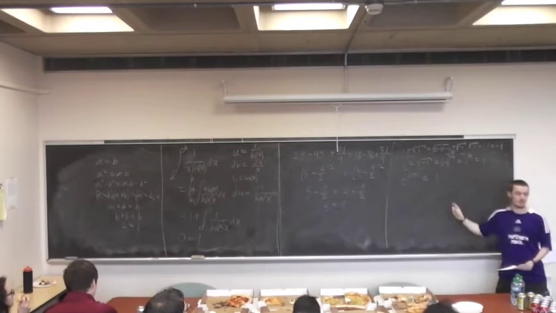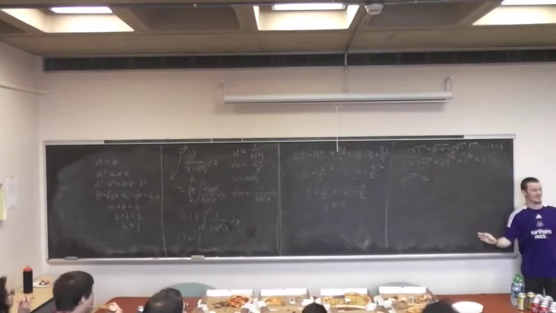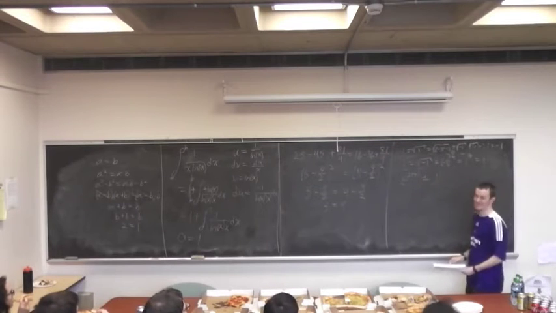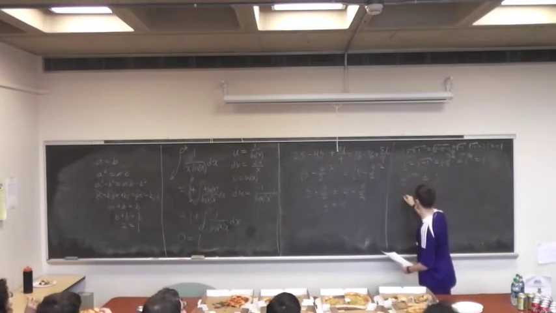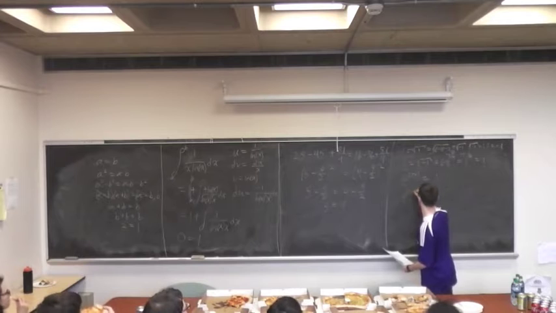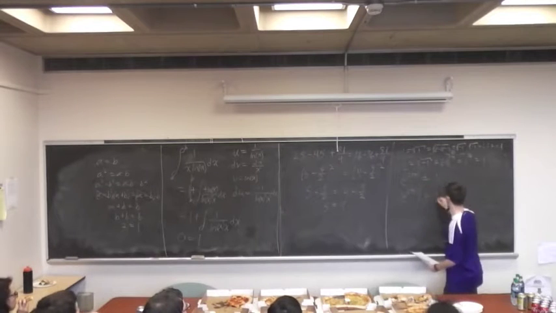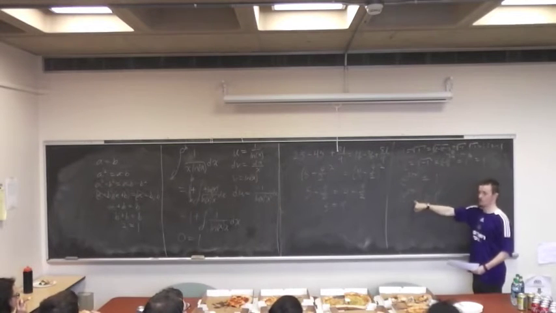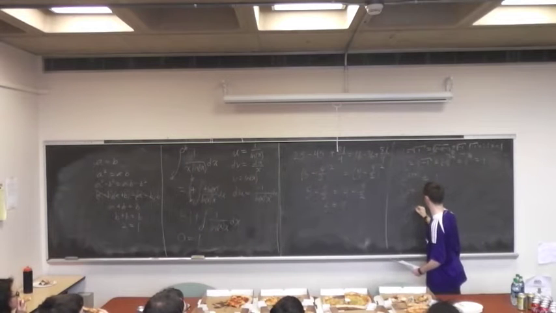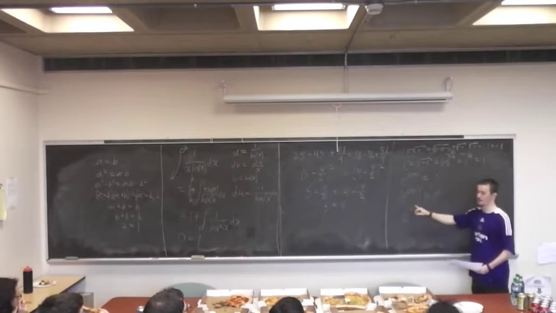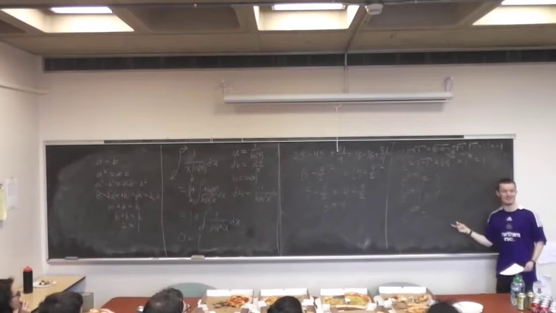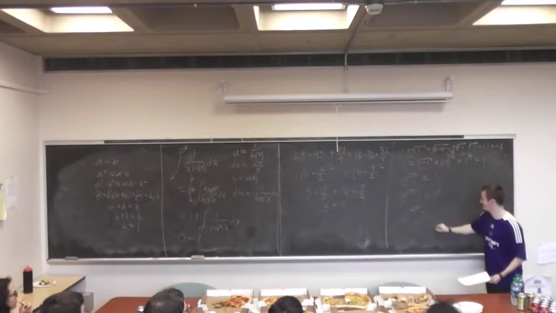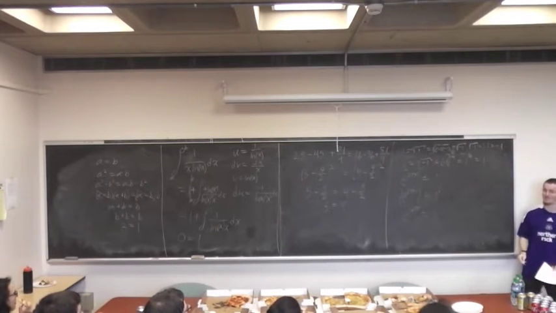So e to the 2 pi i is 1. Everybody accepts that? Yes? All right. Now let's raise both sides to the i. 1 to the i. Over on this left side, we get e to the negative 2 pi. And 1 to anything is 1, right? So e to the negative 2 pi is 1.